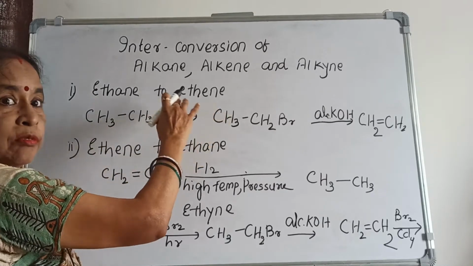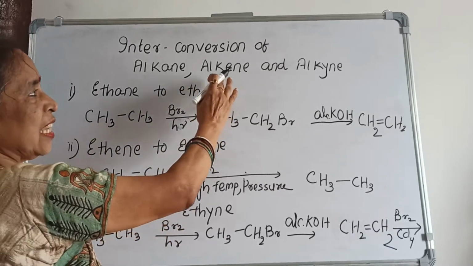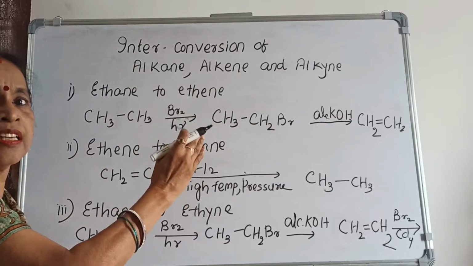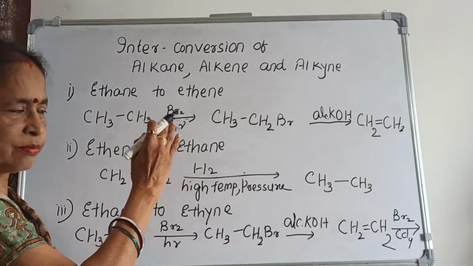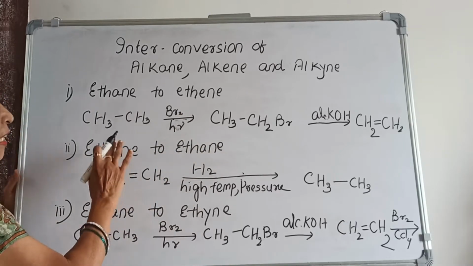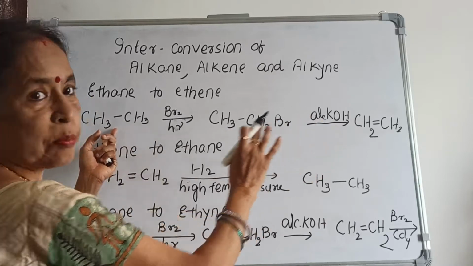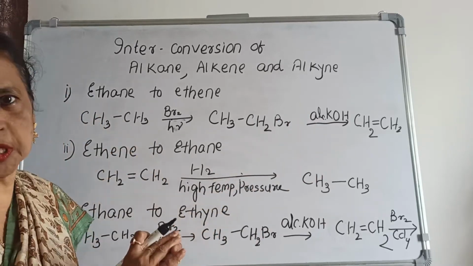Now here it will convert to ethene. Ethene means that is alkene. Alkene means it contains a double bond, that is an unsaturated hydrocarbon. That means, how can you convert a single bond to a double bond? That is the main question here.